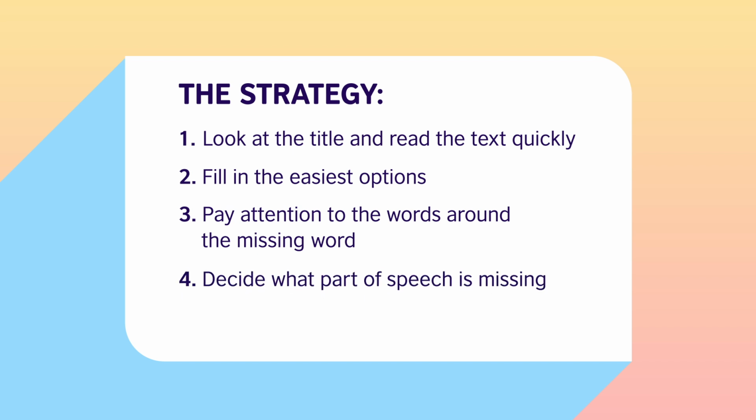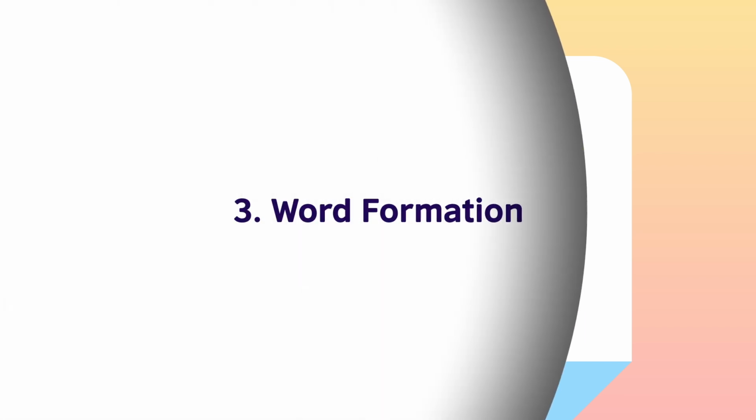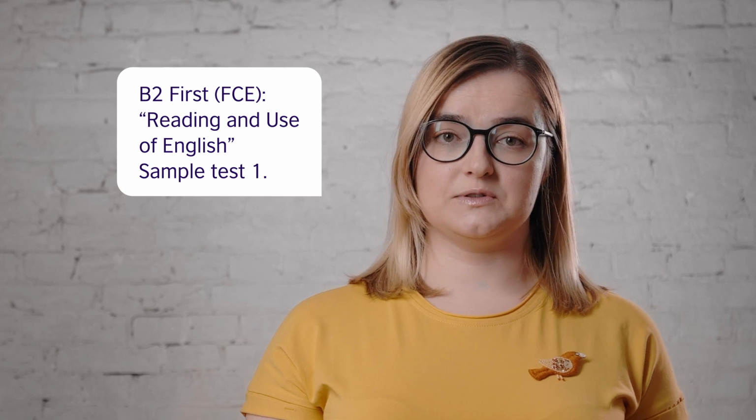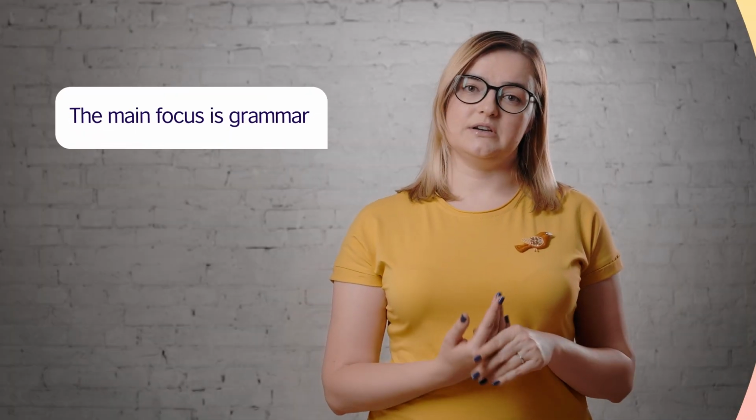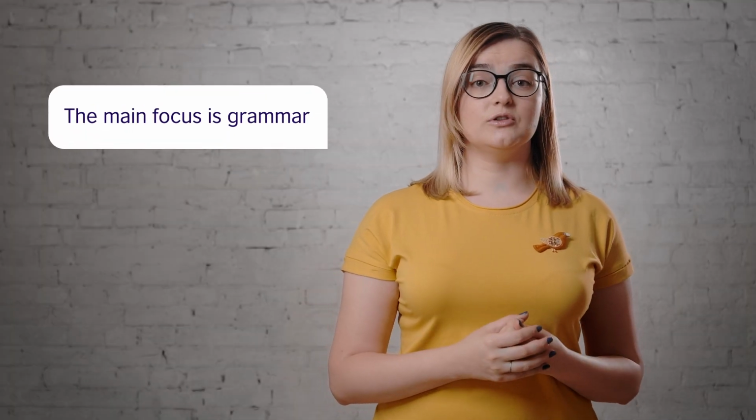The next step will be deciding what part of speech is missing. As soon as they are done with the task, they are advised to read the text again to make sure that everything sounds right. The next task is word formation. Here's an example of a word formation task taken from the B2 First. In this task, the test takers read a text and fill in 8 gaps. They should transform the given word so that it's the correct part of speech and its meaning is appropriate for each gap. The main focus here is grammar, and they are tested on the knowledge of word formation, including the addition of different suffixes and prefixes.